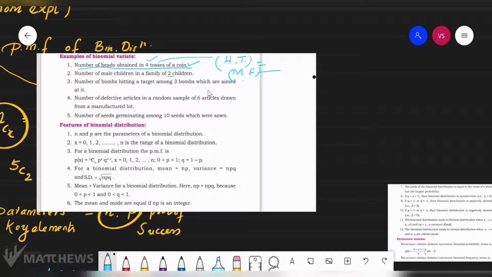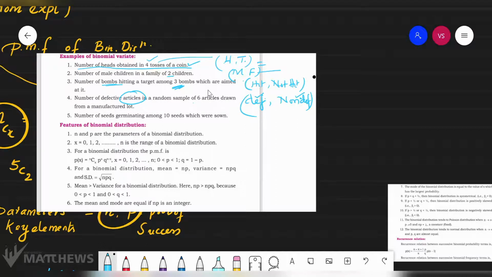Number of bombs hitting a target among 3 bombs which are aimed at it. When you drop a bomb, either you may hit or you may not hit, students. 2 outcomes are possible, like a success or a failure. They are doing it 3 times. Number of defective articles in a random sample. An article can be defective or non-defective. Either defective or non-defective. If it is defective, it is a success. If it is non-defective, it is a failure. Like that, they are testing how many articles?